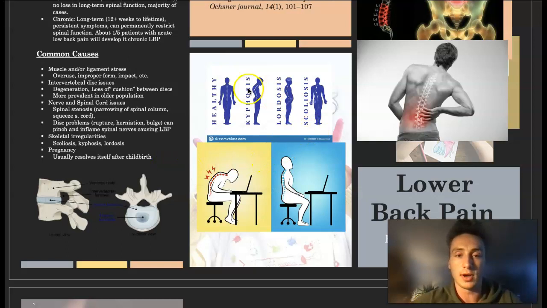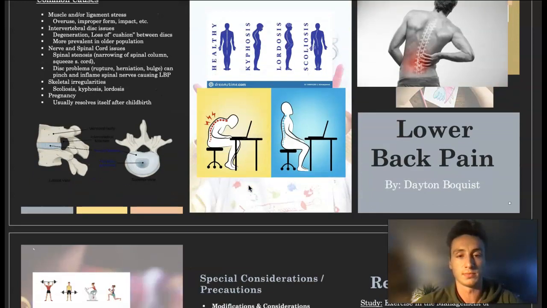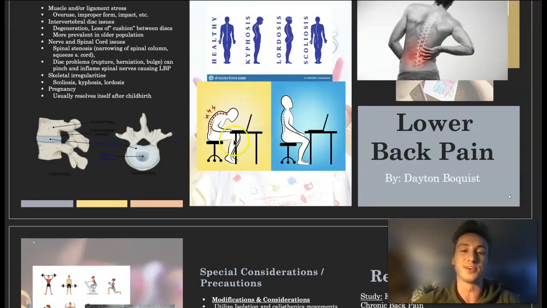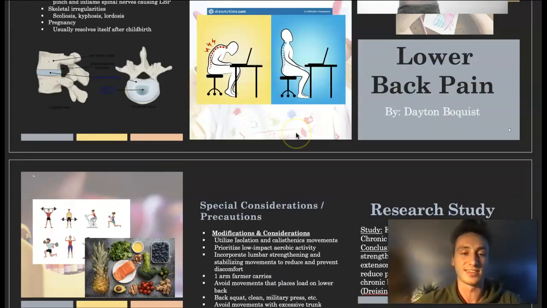And here in the middle, I have a couple skeletal irregularities, kyphosis being excessive curvature of the thoracic spine, lordosis of the lumbar, and these can also pinch nerves in weird ways that'll cause you pain. And see here in the middle too, good posture is key.